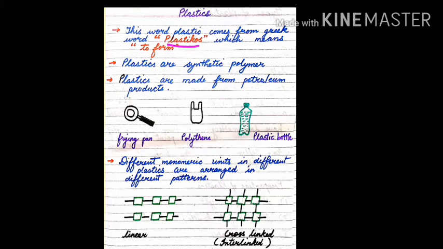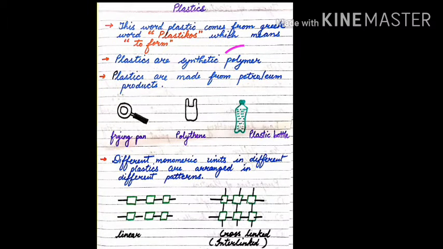As I told you in our previous video, what are polymers? A polymer is a large molecule formed by the combination of many small molecules, each of which is called a monomer. So a polymer is a large molecule formed by the combination of many small molecules that are repeated, and the small molecule which is combined repeatedly to form a polymer is known as a monomer.